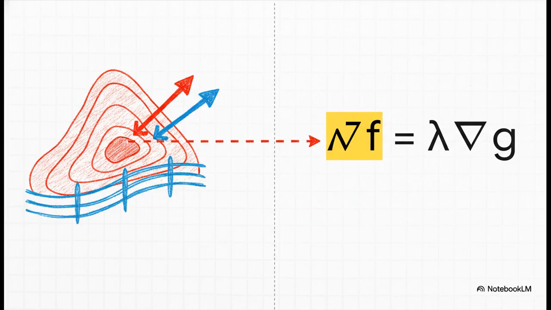All it's saying is what we just discovered. The gradient of our function, f, that's the mountain, is just a scaled up or scaled down version of the gradient of our constraint, g.